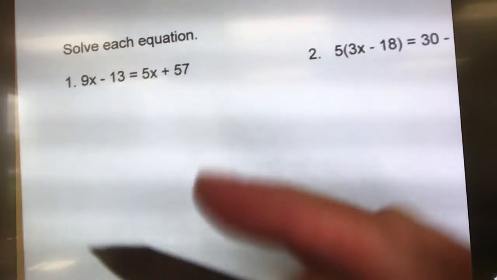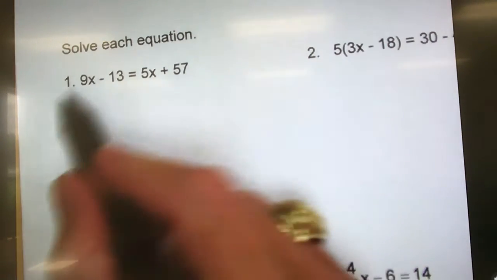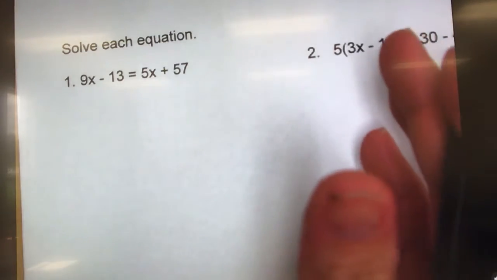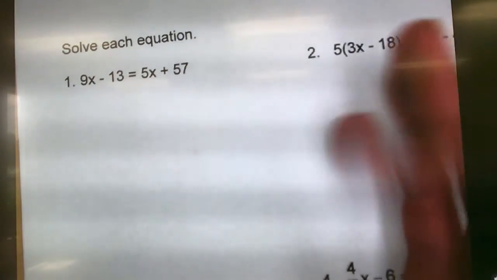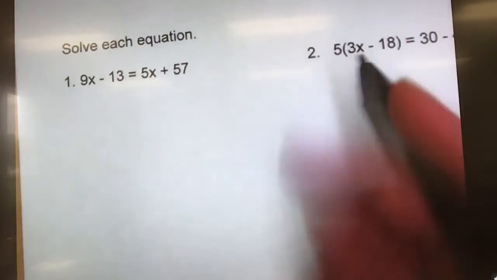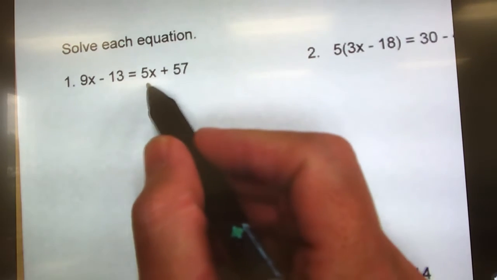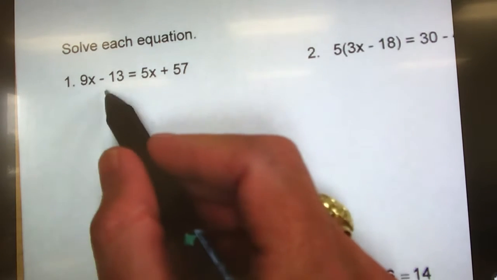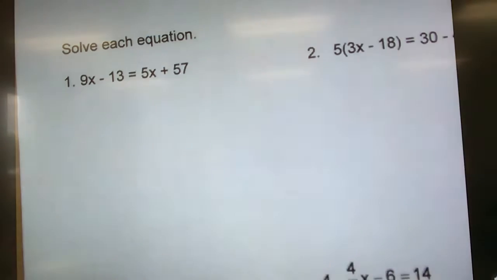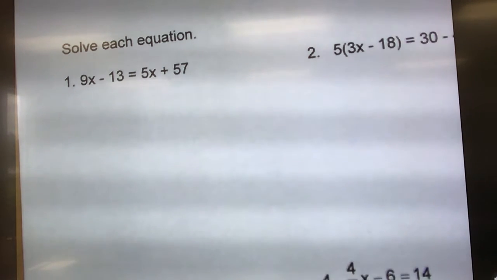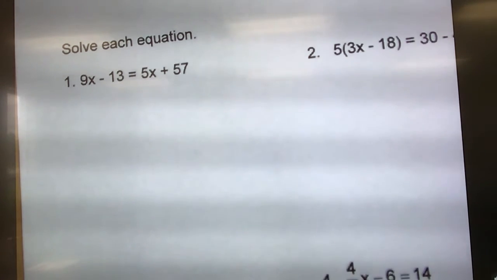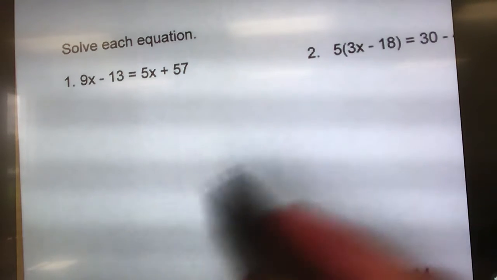Most of the time you learn to get all your x's on one side, all your other numbers on the other, your variables on one side, usually the left. I like the left as well. But you were taught subtract 5x, subtract 5x, add 13, and that's fine, and if that works for you, do it that way. Otherwise, you can take a look at it from my standpoint. Here's how I do it.